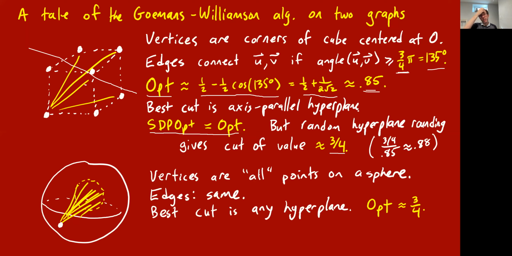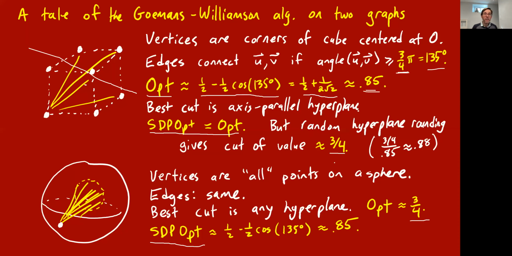It's perfectly rotationally symmetric. The best cut in this graph, this is hard to prove, but it's true, is any hyperplane through the origin. Any hyperplane through the origin cuts, you can show, about 3/4 of the edges. So opt is 3/4. If you give this to SDP, it turns out again that the best SDP solution for associating a unit vector to each vertex is the identity mapping. You just let the vertices be themselves. And then you can show the SDP value is bigger.